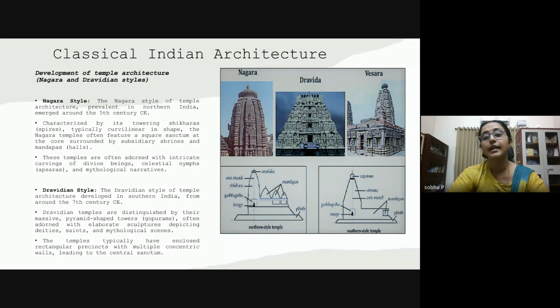And the Dravidian style flourished in the southern part of India from the 7th century CE. CE is the Christian era according to the Julian calendar. When you say it is the 5th century, it is from 401 to 500. The Dravidian temples are distinguished by the massive gopuram, often adorned with sculptures, and we see this in most of the temples in Tamil Nadu. They have enclosed rectangular precincts with concentric walls leading to the central sanctum.